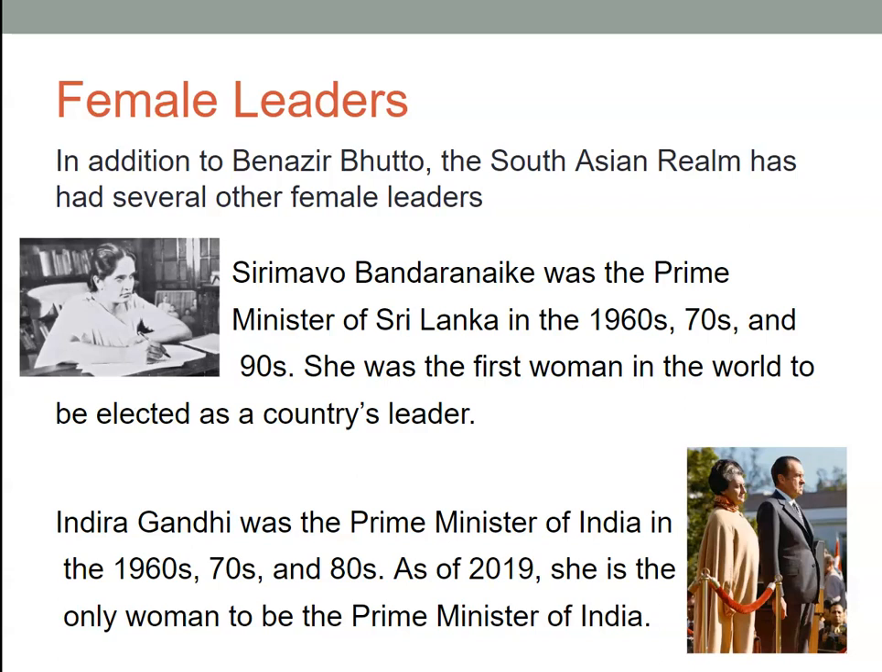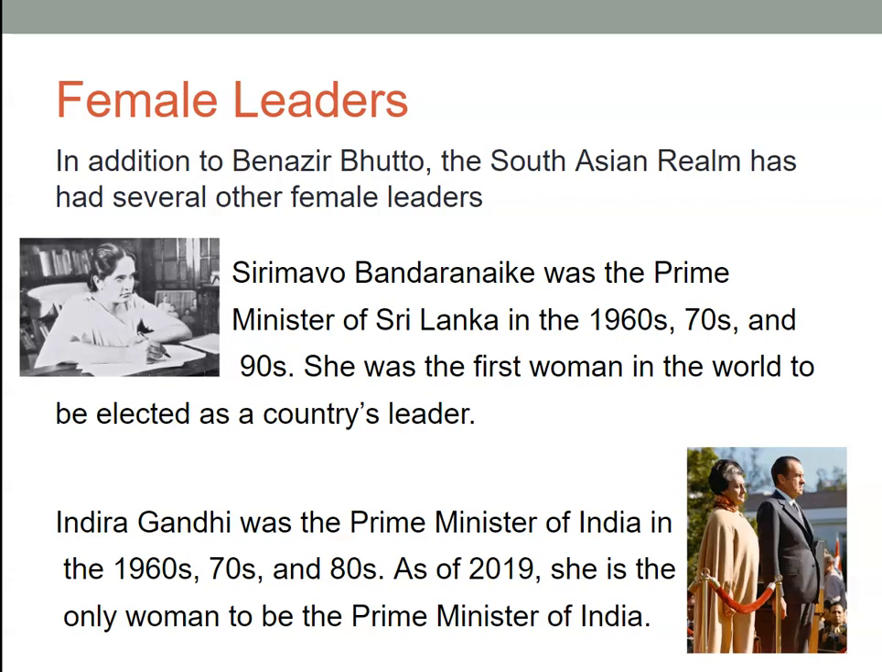The first woman in the world to be elected as a country's leader was Sirimavo Bandaranaike, the Prime Minister of Sri Lanka, and she was elected in the early 1960s. She served something like 40 years in office. She was there from the time when she was first Prime Minister, when it was still referred to as Ceylon and was still part of Great Britain, and then she was there when they gained their independence and became Sri Lanka, and then the president became the official head of state, and she was the prime minister for all of that.